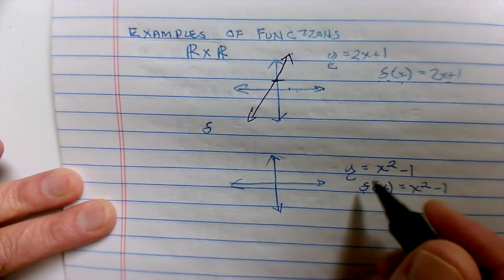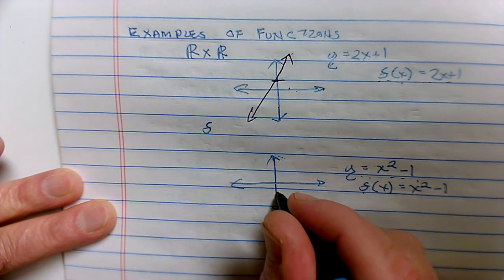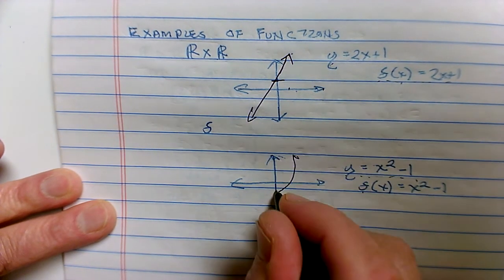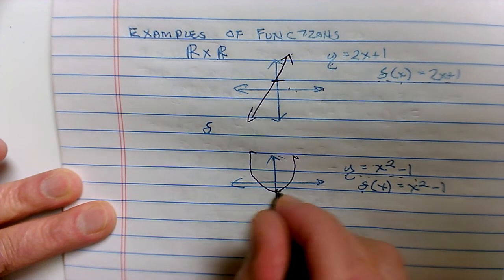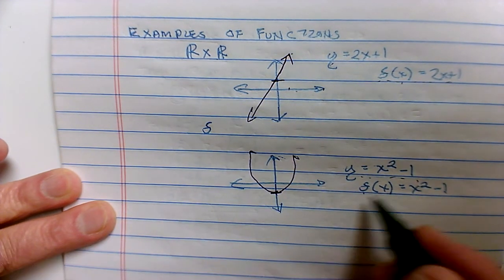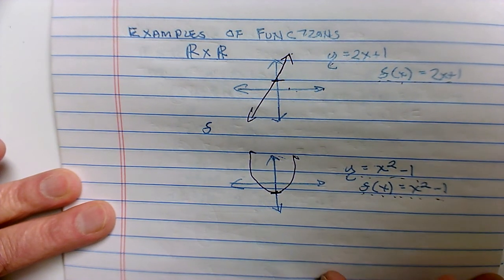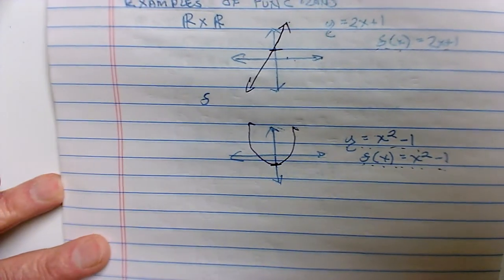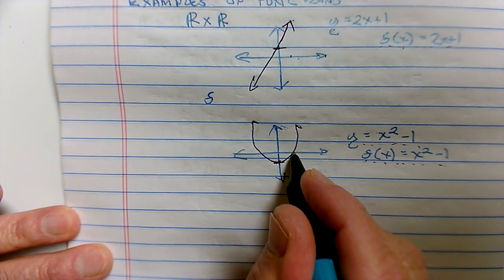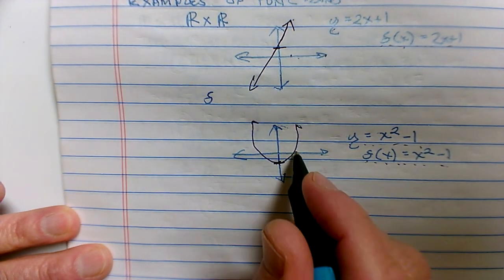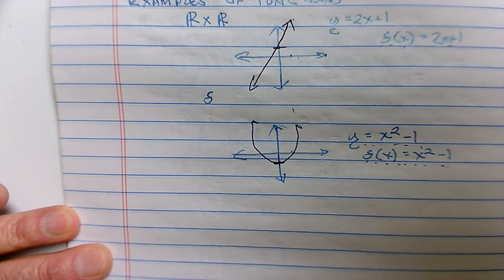Here we have another example where we have y is equal to x squared minus 1, which you may know is going to be a parabola, which will be crossing the axis down here. And if we write this in function notation, we say f of x is equal to x squared minus 1. This is also a function because every element of the domain, everything on the x-axis, maps to only one thing in the codomain.